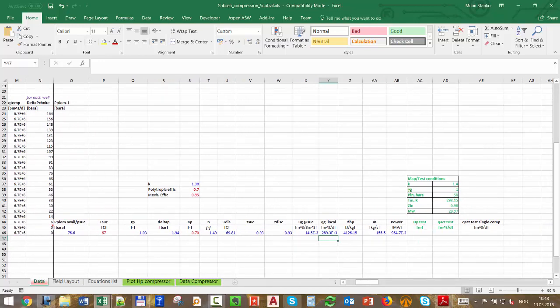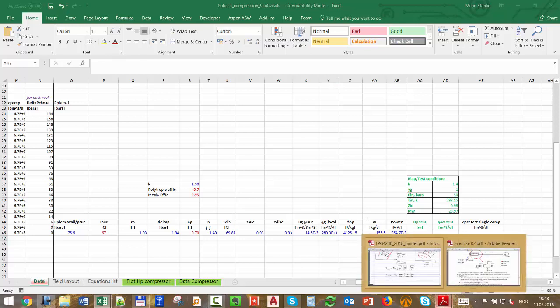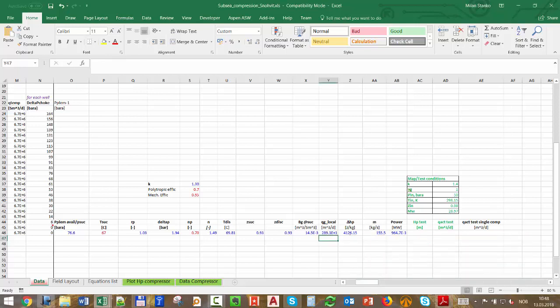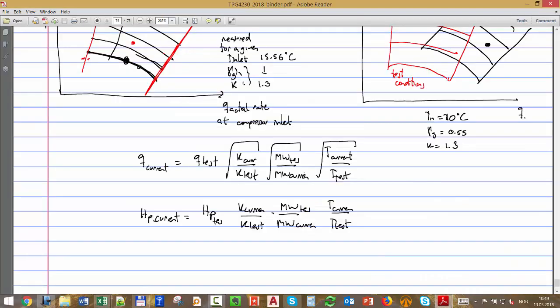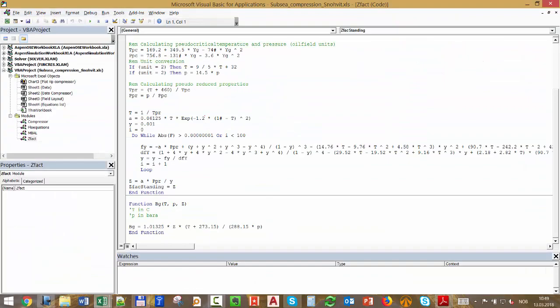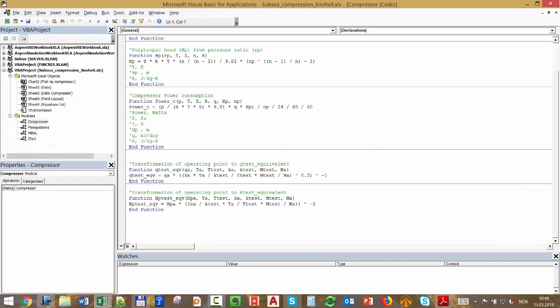And now finally we go to our last point, which is, after I have the actual conditions, I have the actual polytropic head and the actual rate, I can find the rate at test conditions and the polytropic head at test conditions, using that equation that I showed you before. I think I have programmed that equation also. There are these two, and they give you the test rate if you have the actual rate. That's exactly what we want.